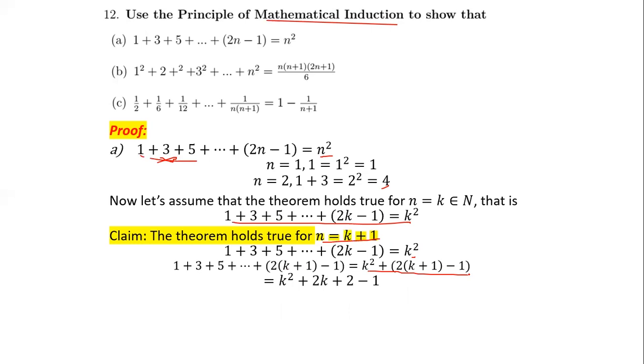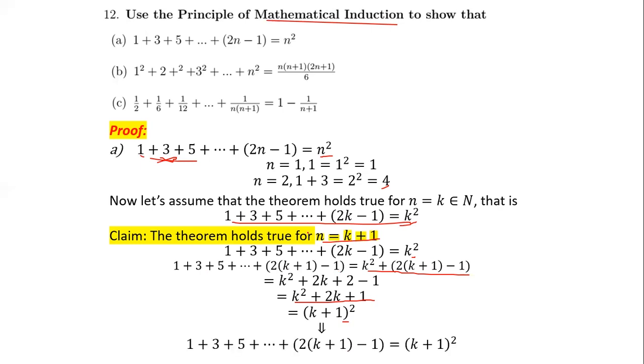So the simplified form of this expression could be this one, that is k square plus 2k plus 2 minus 1, which is k square plus twice of k plus 1. And we know that this trinomial is the square of a certain binomial, which is the square of k plus 1. Therefore, when it was k square, when it becomes k plus 1, it becomes k plus 1 square, which means this expression is equivalent to this one, that is 1 plus 3 plus 5 plus twice of k plus 1 minus 1. Therefore, the theorem holds true for every k, or the theorem holds for any natural number.